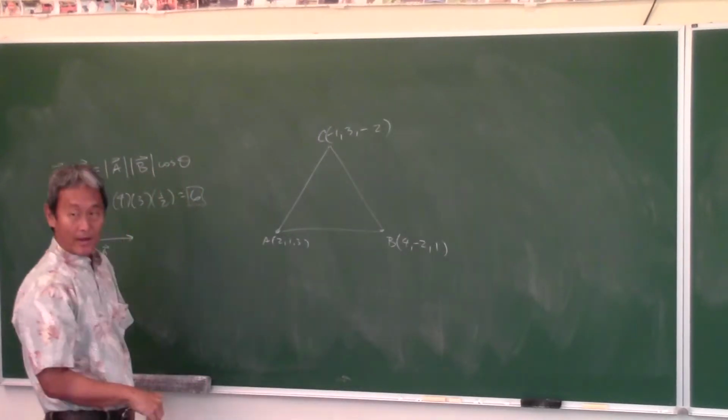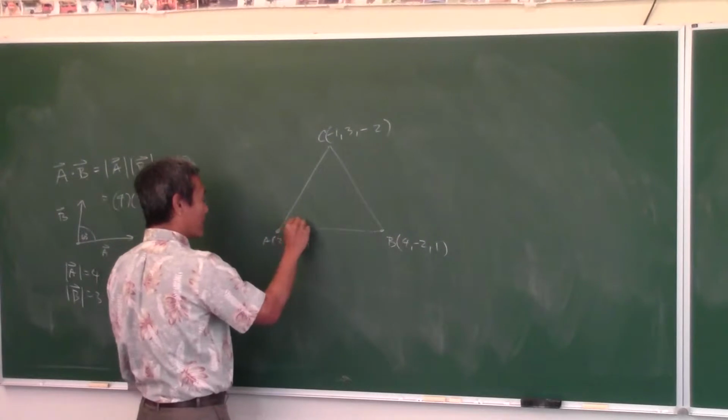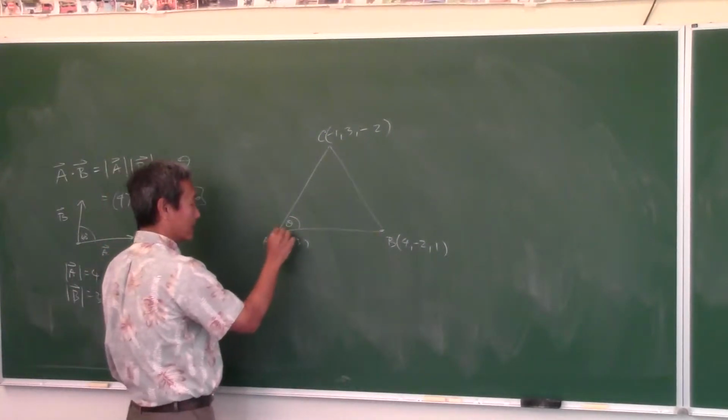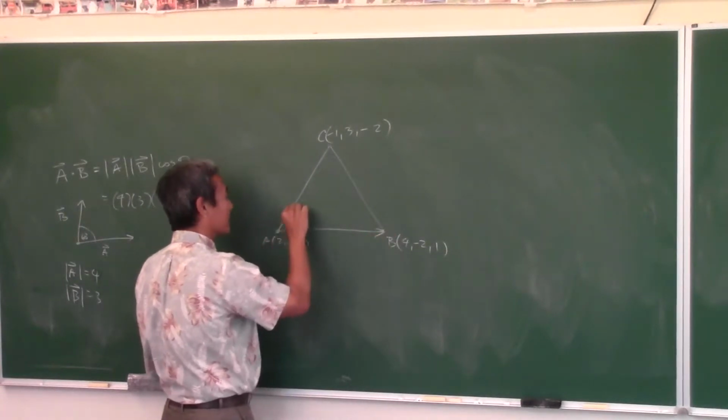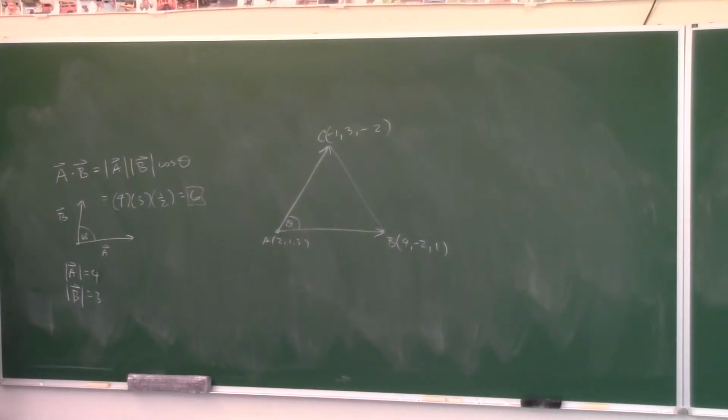Which angle do you want to find? A, B, or C? A. Okay. So here's the angle we want to find. What two vectors make up that angle? You said vector AB and vector AC. So anytime you're trying to find an angle in 3 or higher dimensions, you want to use the dot product.